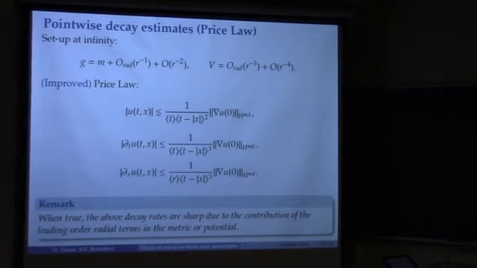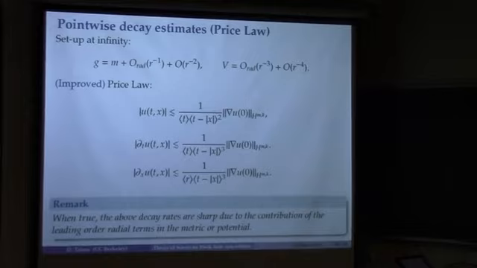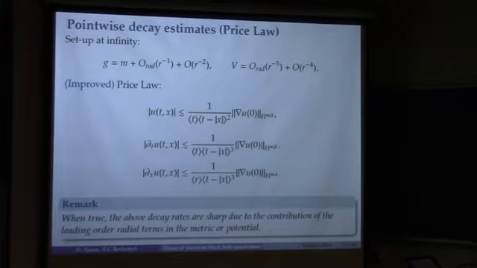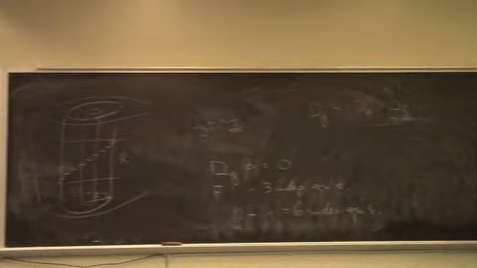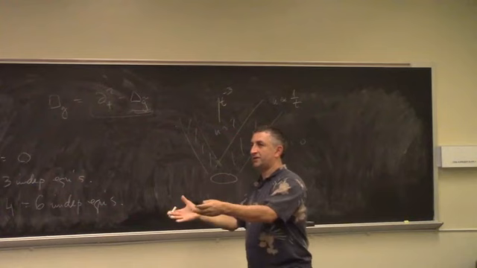Robert Price is a physicist who did some heuristic computations, in the early 70s. His computations were done by looking at the Schwarzschild spacetime and at the spherically symmetric solutions. What he observed for those very special solutions is that as you move up in time, you're going to see a t to the power minus 3 decay rate. He couldn't explain so well what was the reason for this t to the power minus 3, other than that it came from a computation that he did.